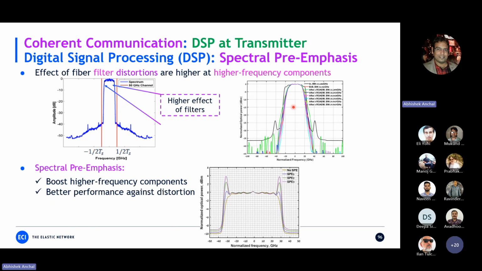Let's say you are choosing a baud rate of 69, or 67 point something, and then you are applying a 100 gigahertz filter. A 100 gigahertz filter has an effective bandwidth of 75, 76 gigahertz. So the entire channel will pass through it, and there is no cutting of edges. So SPE doesn't perform anything. In fact, SPE in that case provides some penalty.